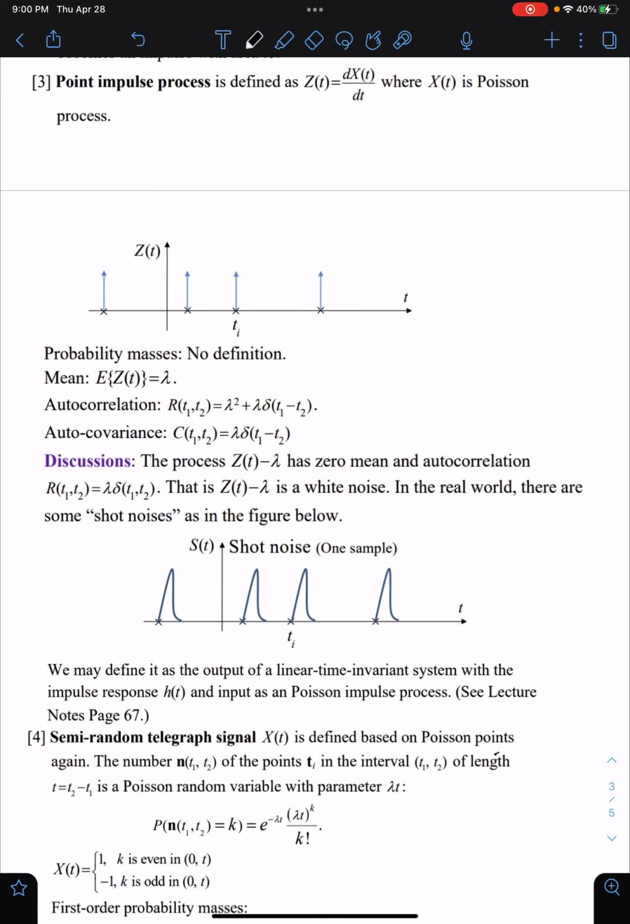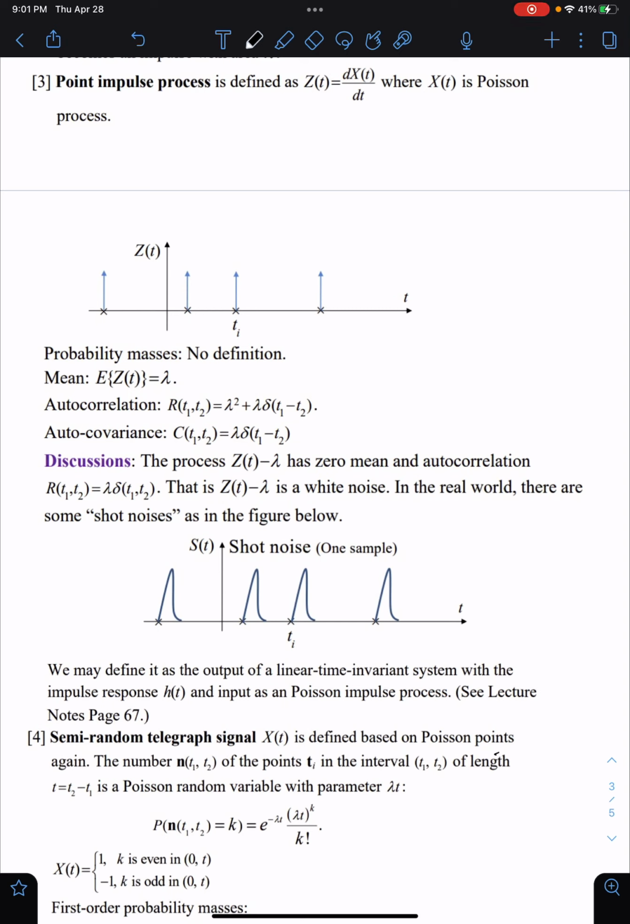And we discuss this. First, as we can see, the expectation of Z(t) equals lambda, so the expectation of Z(t) minus lambda should equal 0, and the autocorrelation of Z(t) minus lambda should equal lambda times delta(t1 minus t2). So Z(t) minus lambda is white noise, because the autocorrelation is purely random.